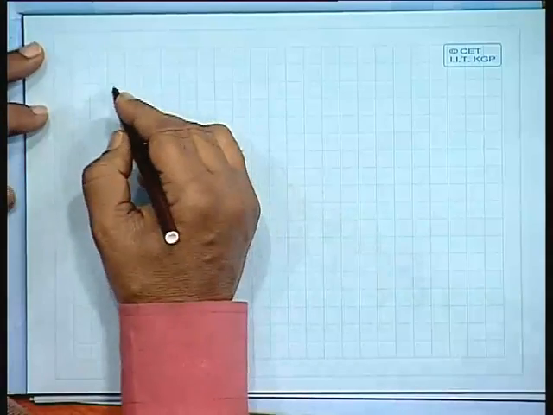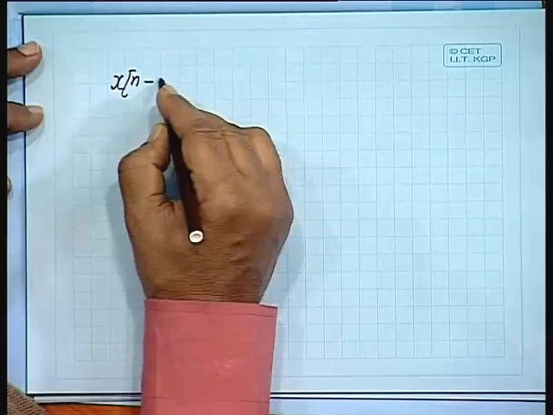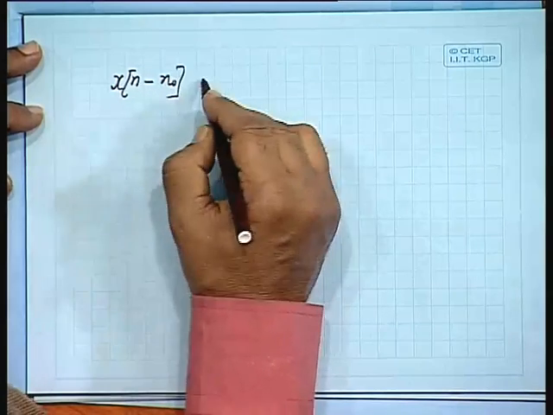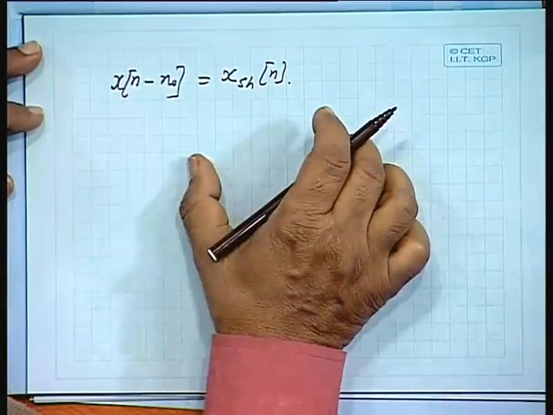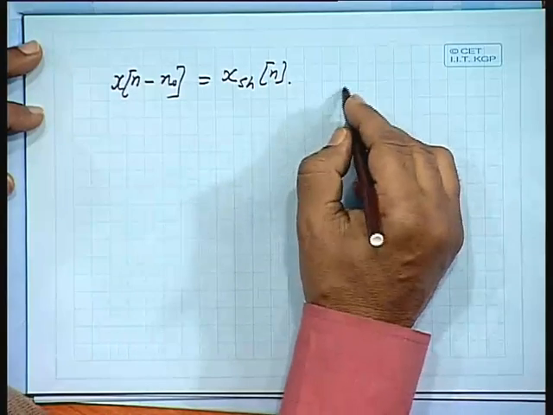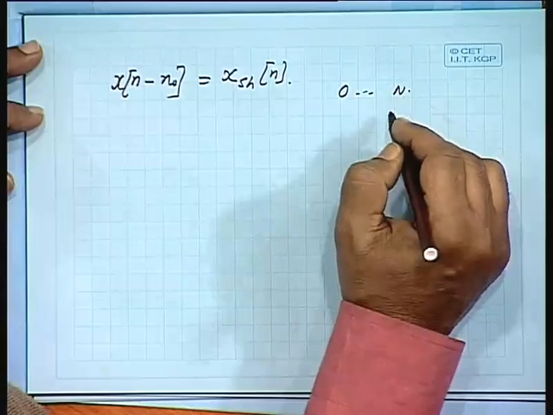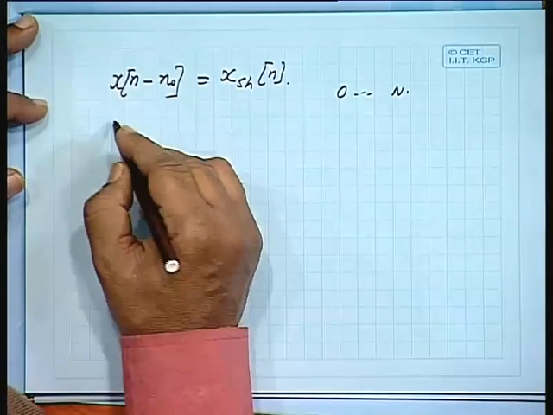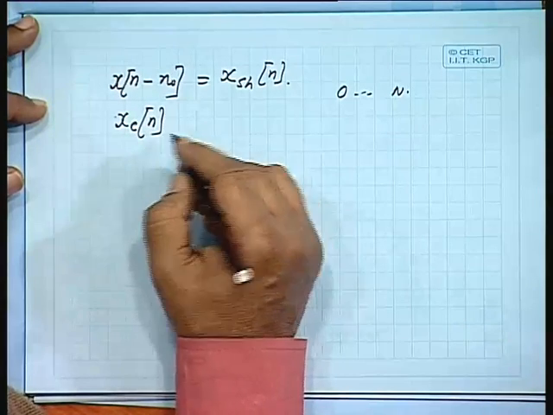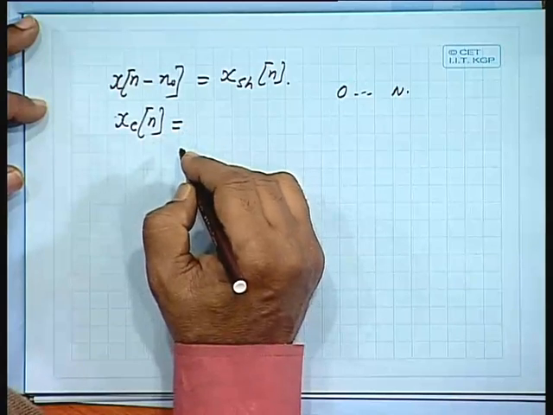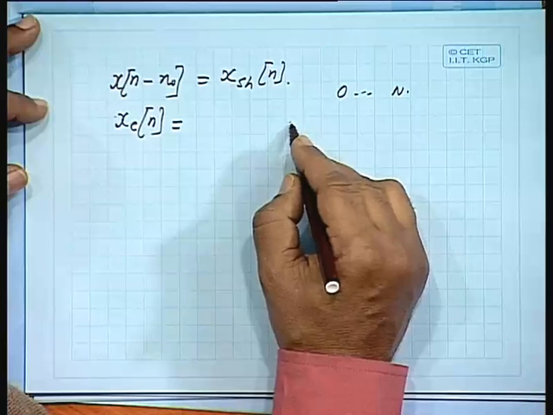Then if I shift this sequence by n0 steps, I call it a shifted sequence. This sequence is not defined in the range 0 to n, because it keeps on shifting. So, some part of the sequence will be lost, and it is not well defined here. So, we define a new kind of sequence, say x_c, that is circularly shifted, and let me take an example that will be better.